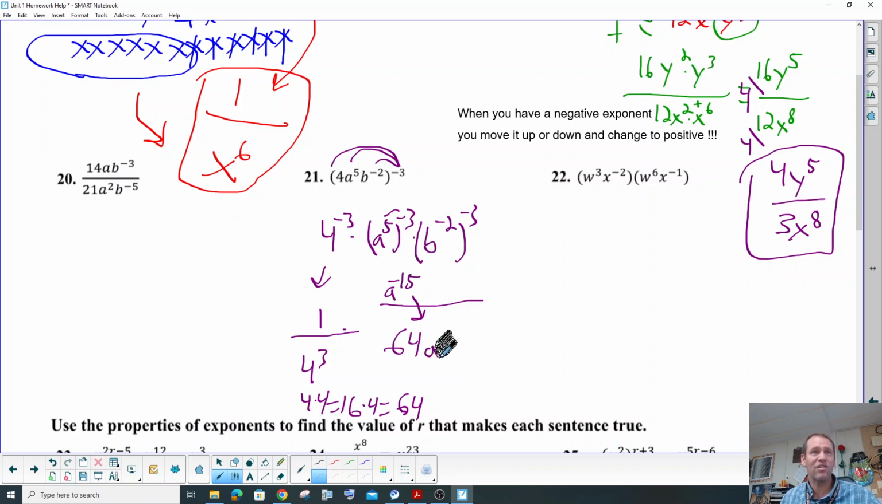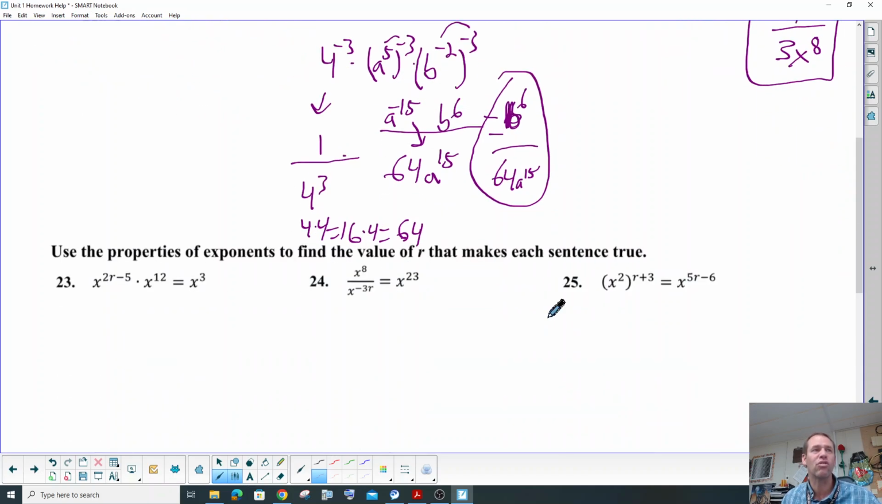So that's going to be a to the +15. And then -3 times -2 is a +6. And so our final answer is going to be b to the 6th power. I need to draw my b's better, but I'm using my mouse. Sorry. So that's b to the 6th power all over 64, a to the 15th power. Nice. You try 22 on your own. Properties of exponents, you got this.